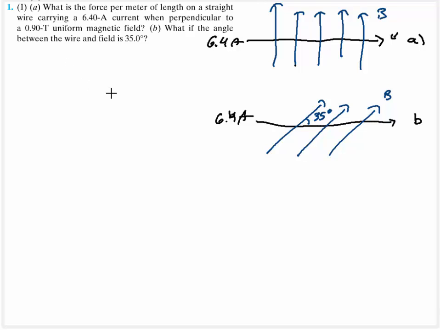And some solved problems for Chapter 20. We have a current carrying wire shown in black and a magnetic field shown in blue. And what we're going to do is we're looking for the force per unit length.